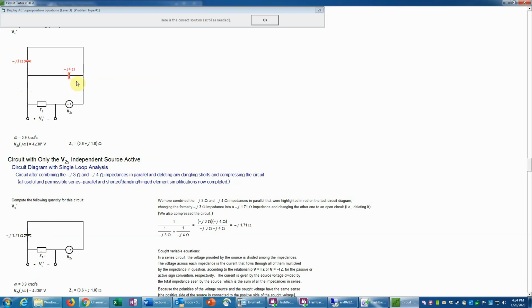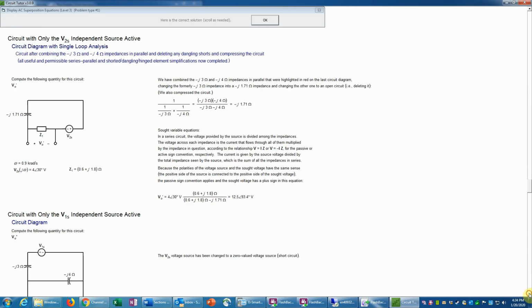And the other one has to be changed to an open circuit. Remember, it wouldn't make any sense to change it to a short circuit because then that would be equivalent to having no impedance there at all, and that certainly would not be equivalent to the original version. So having done that then, we now have a single loop circuit, and that's amenable to a simple voltage divider.